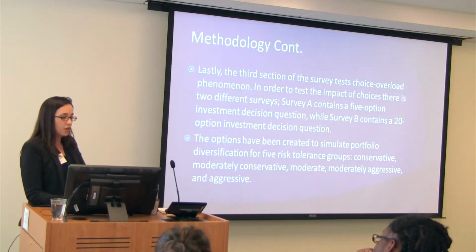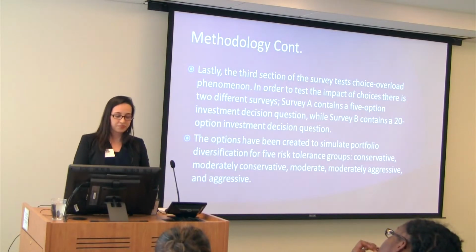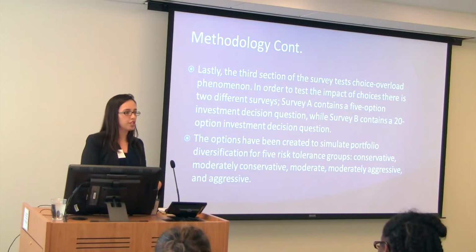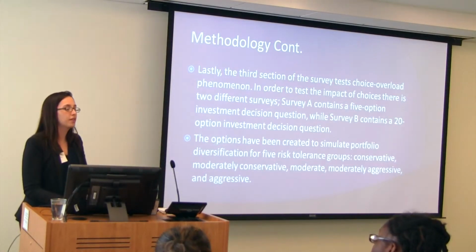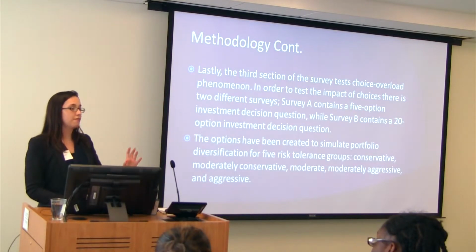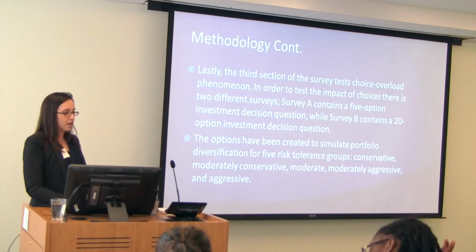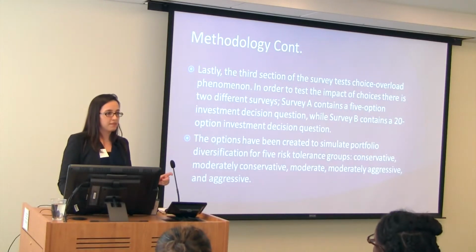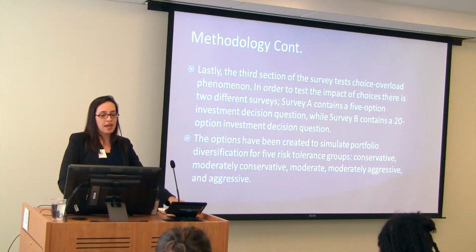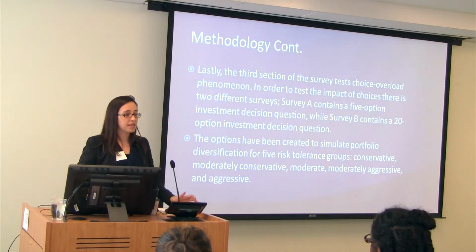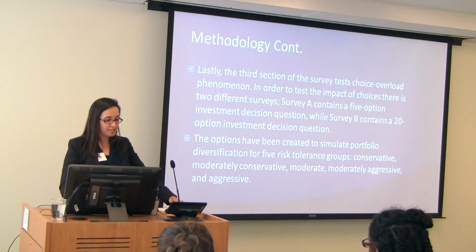And then the third part, which is also the most important: once they decided, hey, I picked a level 2 of risk tolerance, then they have to go to the third section of the survey and actually pick out what investment choice they would like to invest in. So in the third part of the survey, they had survey A and survey B. Survey A gives them 5 investment choices, and survey B gives them 20. So that's where we're testing the number of options available to the novice investor.